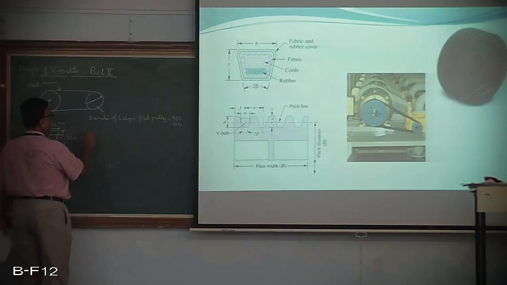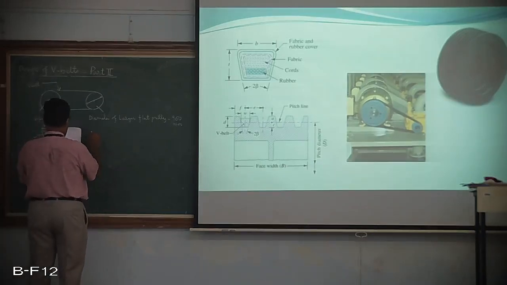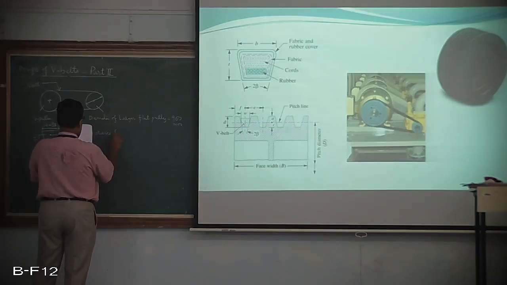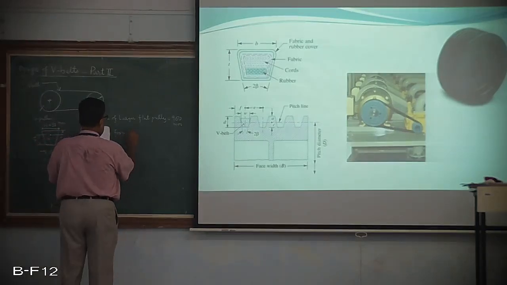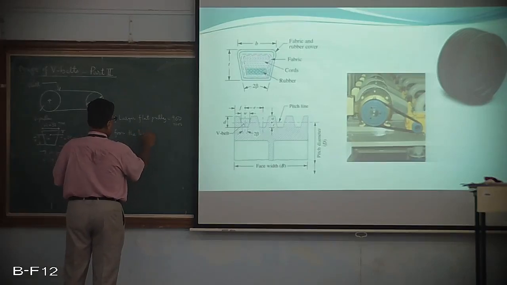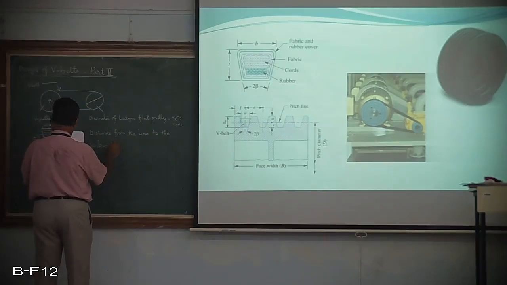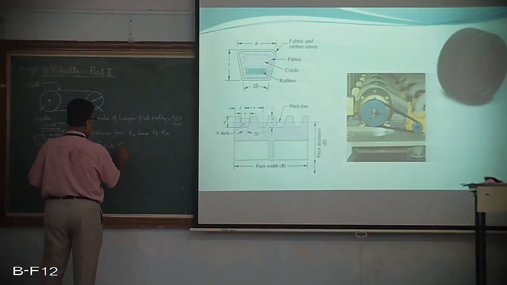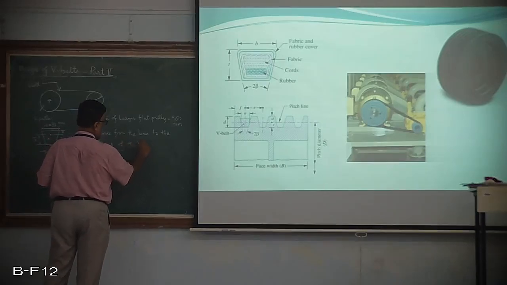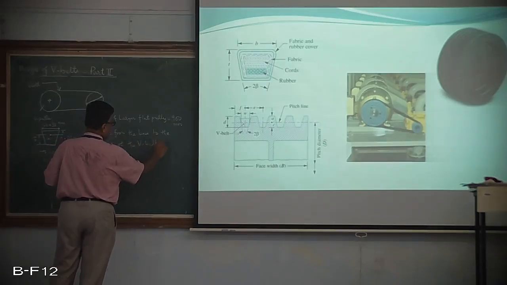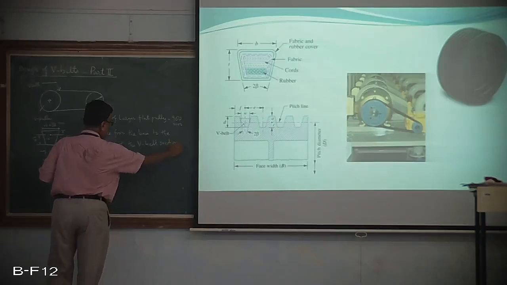So to find out the centroid location, the distance from the base to the centroid of the V belt cross section, which is given by this X bar.